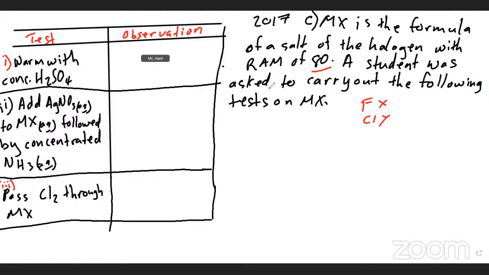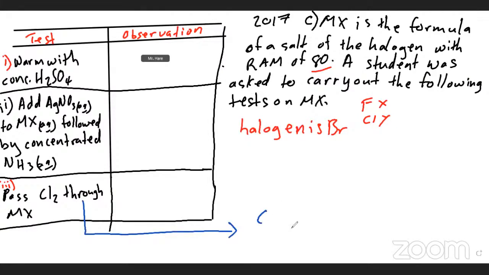And iodine is heavier. All right, so we know our halogen is bromine. So if you pass chlorine through X, all right, I'm answering this part of the question. They say pass chlorine, so we have chlorine reacting with X, a halogen.